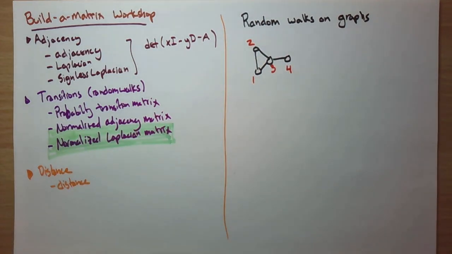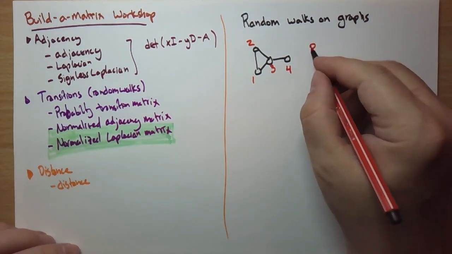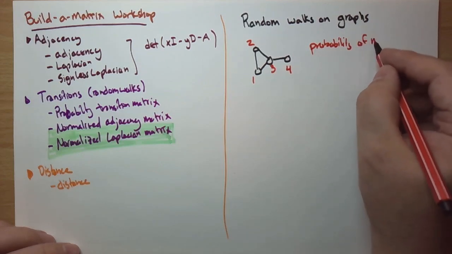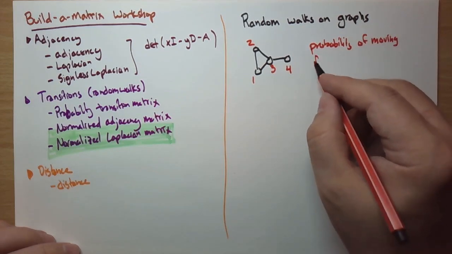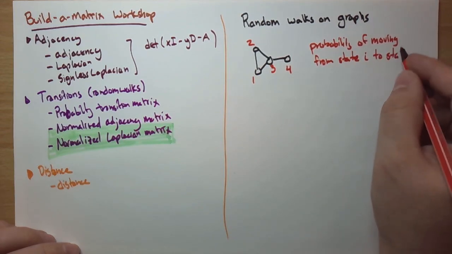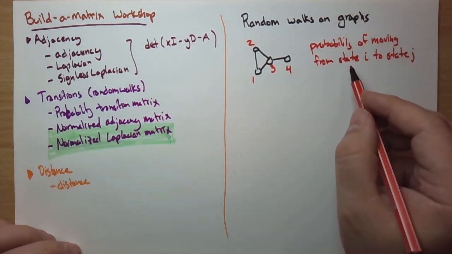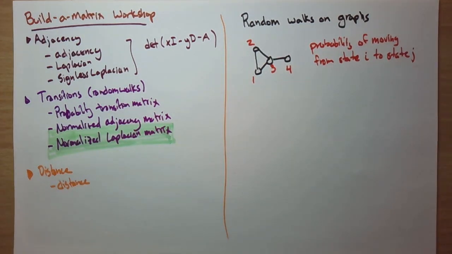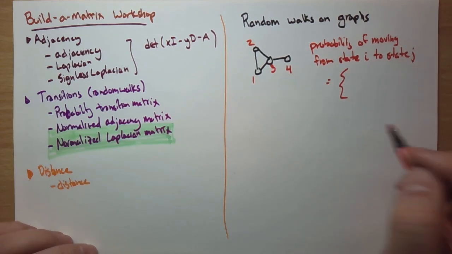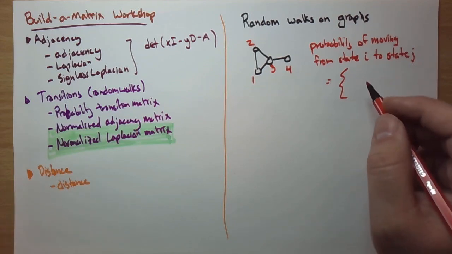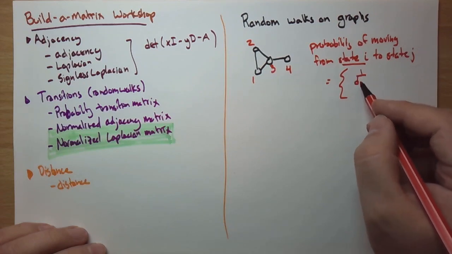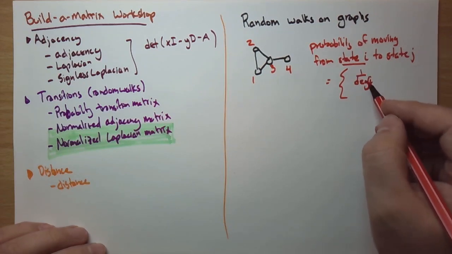Okay, so we have the probability of moving from state i to state j. When I say state, you should think of that as just a vertex. Vertex i to vertex j. Well, it's one of two things. So you suggested 1 over the degree. Currently we're at state i, so 1 over the degree of i. And when is it this?